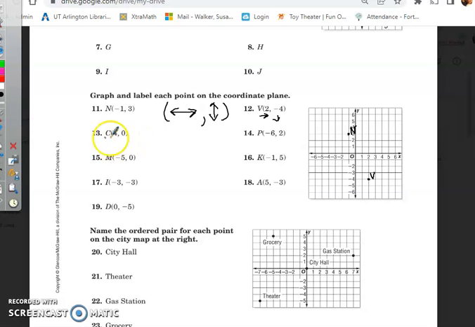Number 13, 4, 0. So remember, the first number tells me left or right. Use this little key to help you. It's positive, so I go right. 4, 1, 2, 3, 4, and then no movement. So it stays right there. Remember, I told you it would be on an axis. So that is C.